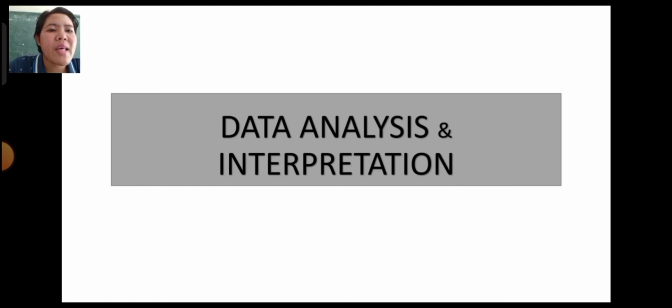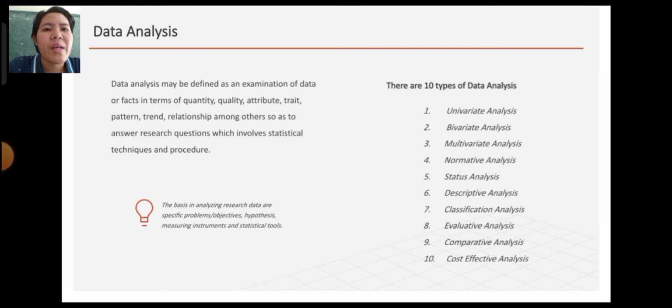Okay, data analysis and interpretation. Data analysis may be defined as an examination of data or facts in terms of quantity, quality, attribute, trait, pattern, trend, relationship, among others, so as to answer research questions, which involves statistical techniques and procedures. The basis in analyzing research data are specific problems or objectives, hypotheses, measuring instruments, and statistical tools. There are 10 types of data analysis.